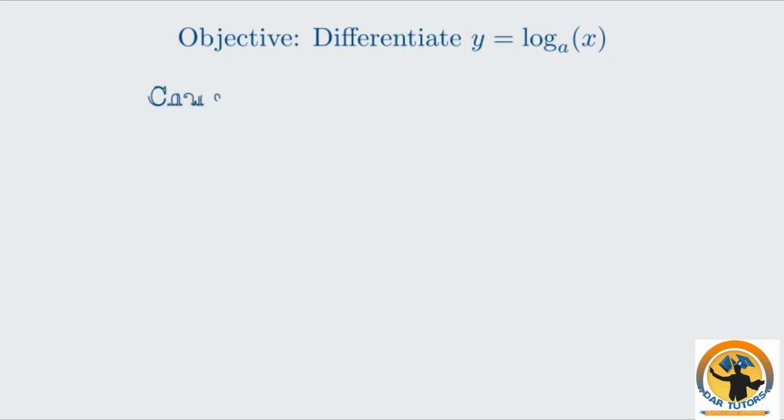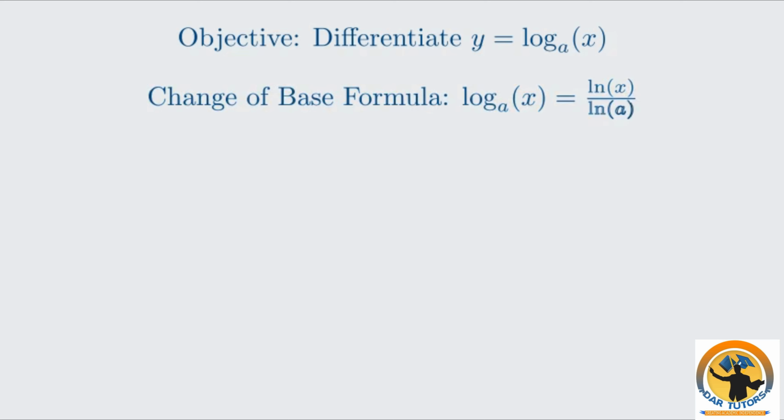Our goal here is to differentiate functions of the form log base a of x. We want to find the derivative of y equals log base a of x. To do this, we'll use the change of base formula to convert the logarithm to base e, the natural logarithm, which we already know how to differentiate. The change of base formula states that log base a of x is equal to the natural log of x divided by the natural log of a. So our function becomes y equals ln x over ln a.